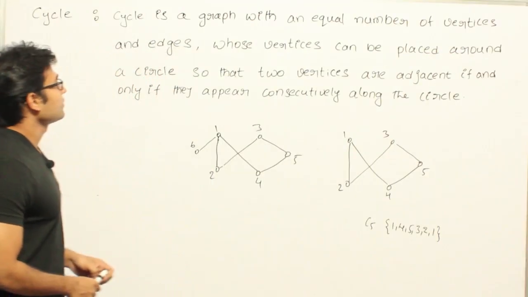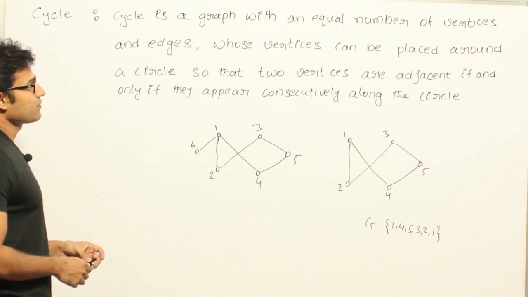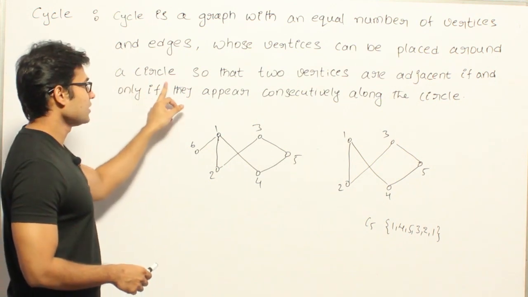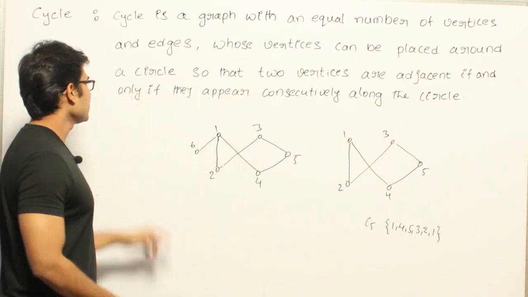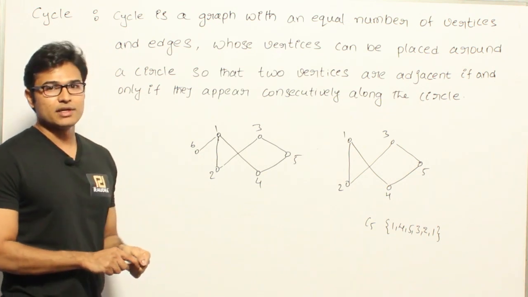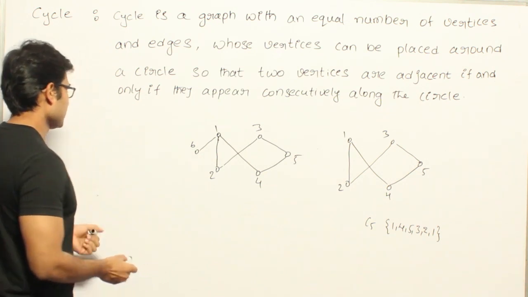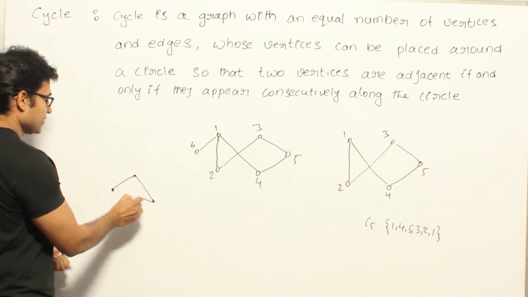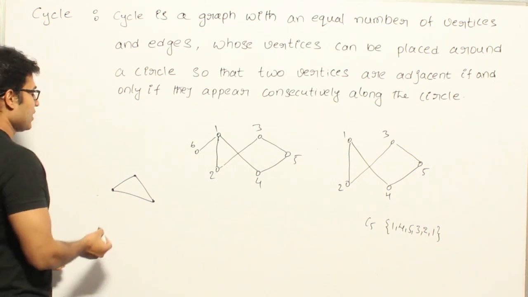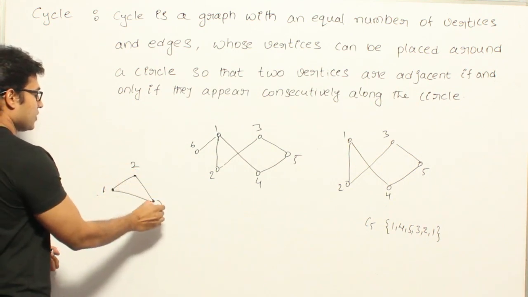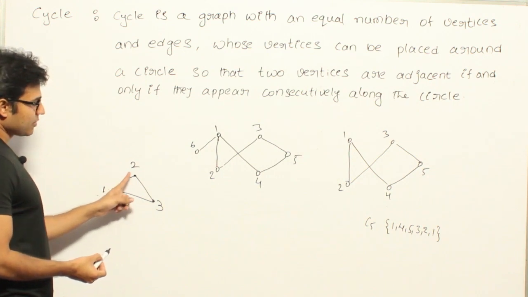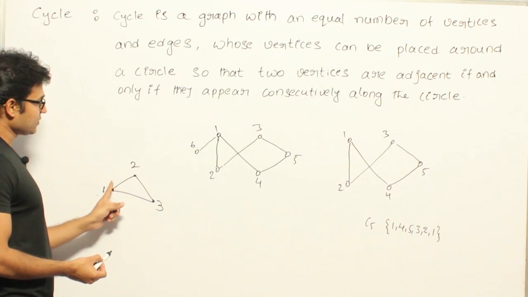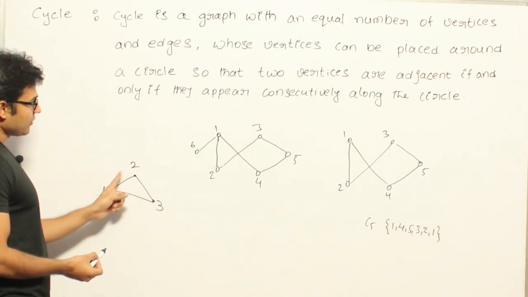Now let's see a cycle. This is the definition of the cycle. A cycle is a graph with an equal number of vertices and edges whose vertices can be placed around a circle so that two vertices are adjacent if and only if they appear consecutively along the circle. So what they mean to say is, if you can have vertices like this, then it is a cycle, right? Now 1 2 and 3. If you observe, they are placed along a circle in such a way that two vertices are adjacent only when they are consecutive, right?